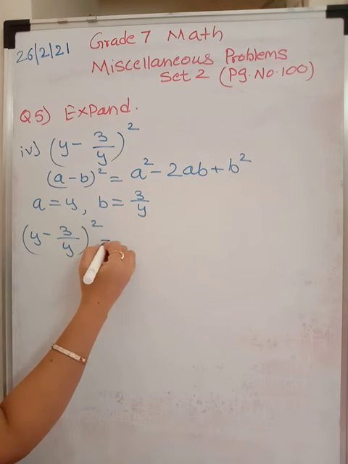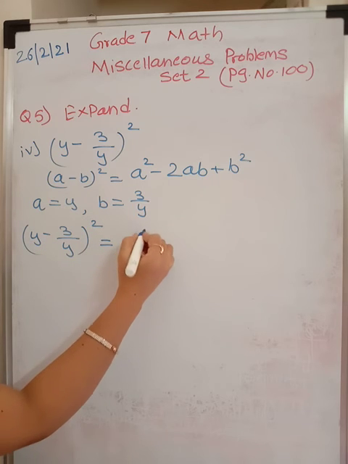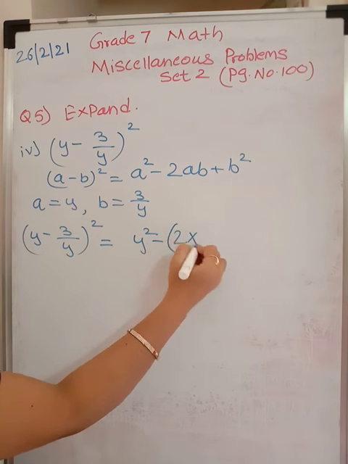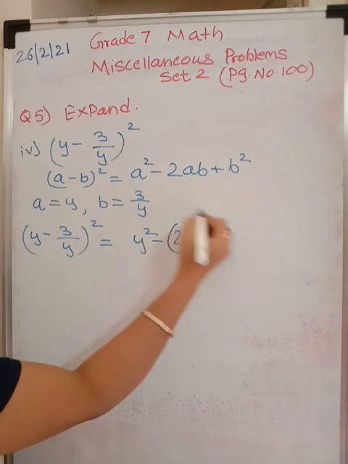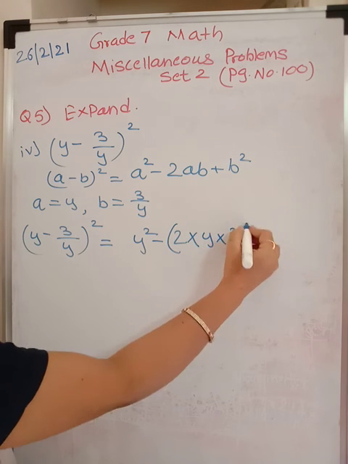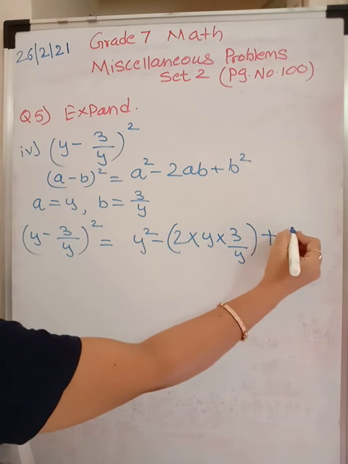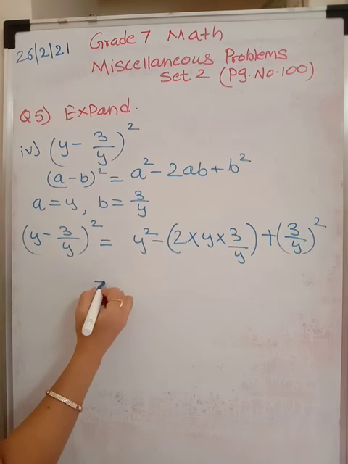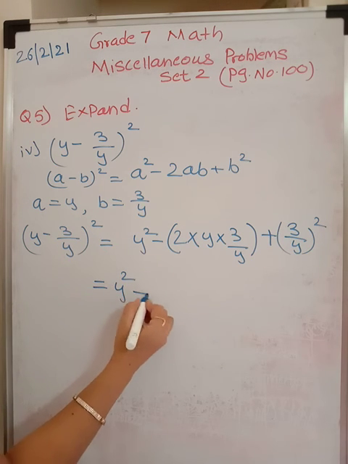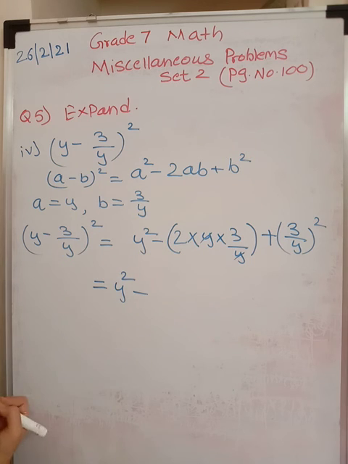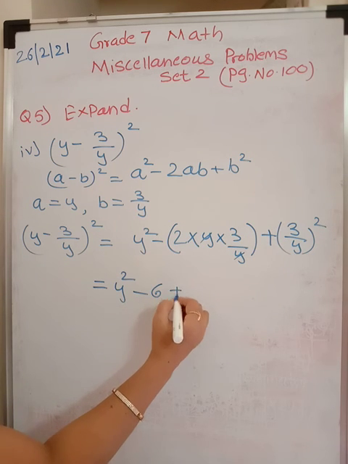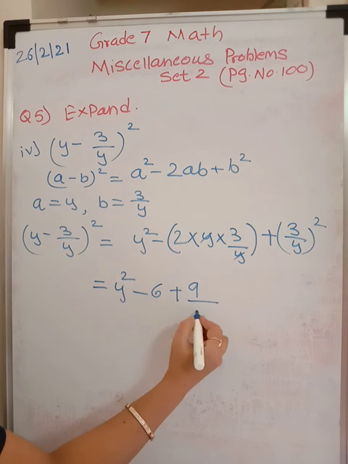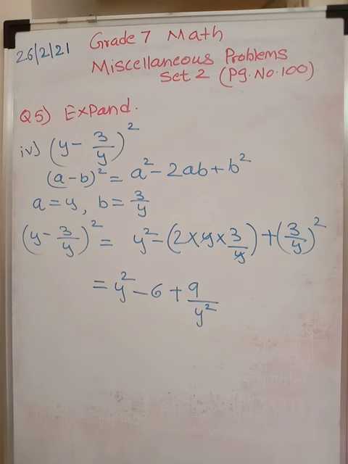(y minus 3 upon y) the whole square will be a square. a is y, so y square. Minus 2 into, what is a? y. What is b? 3 upon y. Plus b is what? (3 upon y) the whole square. Done? Which is equal to y square minus. Now this y and this y can be cancelled. 3 2s are 6 plus square of 3 is 9, square of y is y square. So this is your final answer. So what do we get? y square minus 6 plus 9 upon y square.